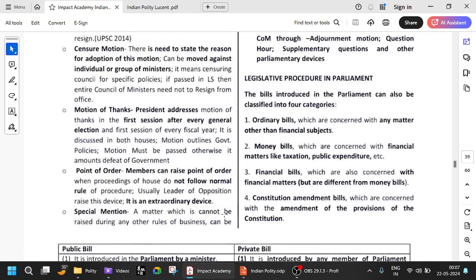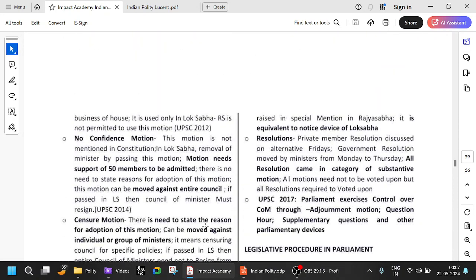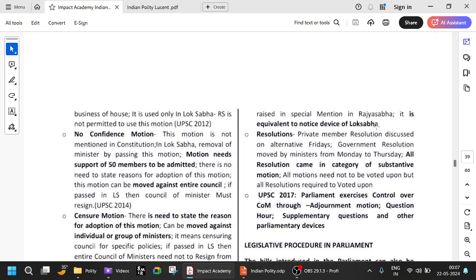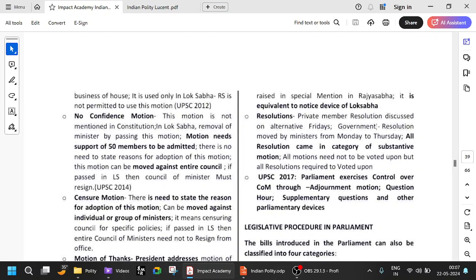Special mention. A matter which cannot be raised under any other rules of business can be raised in special mention in the Rajya Sabha. It is equivalent to the notice device of Lok Sabha. Okay, special mention is in Rajya Sabha for special purpose.